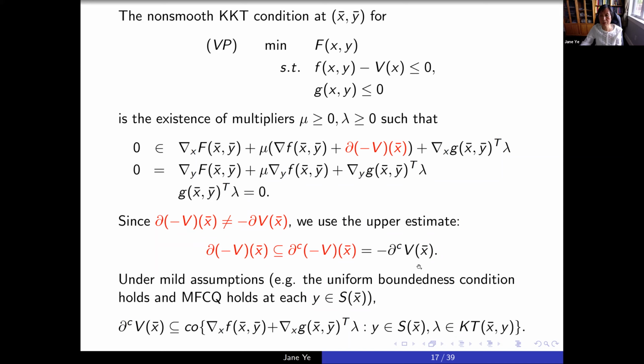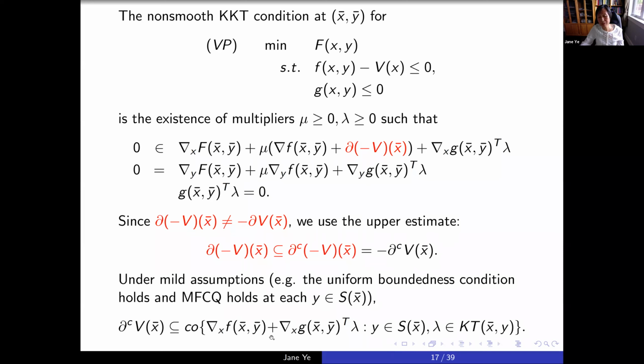So how do we find this Clarke subdifferential of the value function? Recall this value function is implicit, right? So we cannot find an expression for it, but luckily we can find an expression for the Clarke subdifferential. Under some minor assumptions, it is not equal, but it is included in this set.